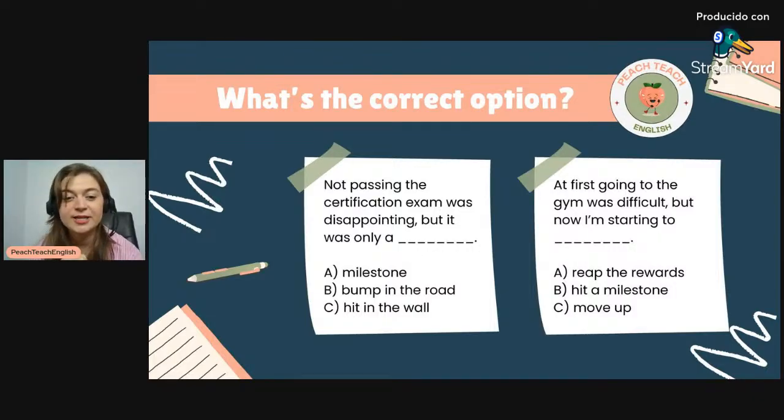And this one is going to be reap the rewards. Okay. After going to the gym was at first difficult, but now I'm starting to reap the rewards. So it was really hard in the beginning, but you were consistent, and now you're starting to see the results in your fitness. You are reaping the rewards of your hard work. Okay, let's go ahead to the next one.